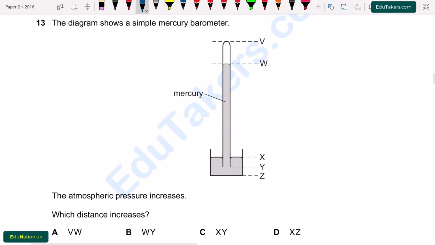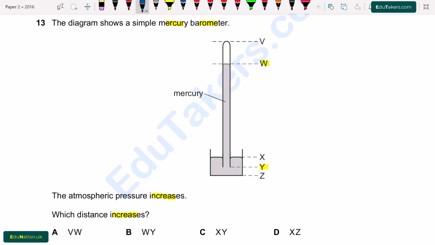Question number 13. The diagram shows a simple mercury barometer. The atmospheric pressure increases. Which distance increases? So here it's a simple mercury barometer. Height, that is equal to WY. This is used to measure the atmospheric pressure in millimeter of mercury. When the atmospheric pressure increases, then this distance will increase. It means that when we increase the atmospheric pressure, the distance WY increases.